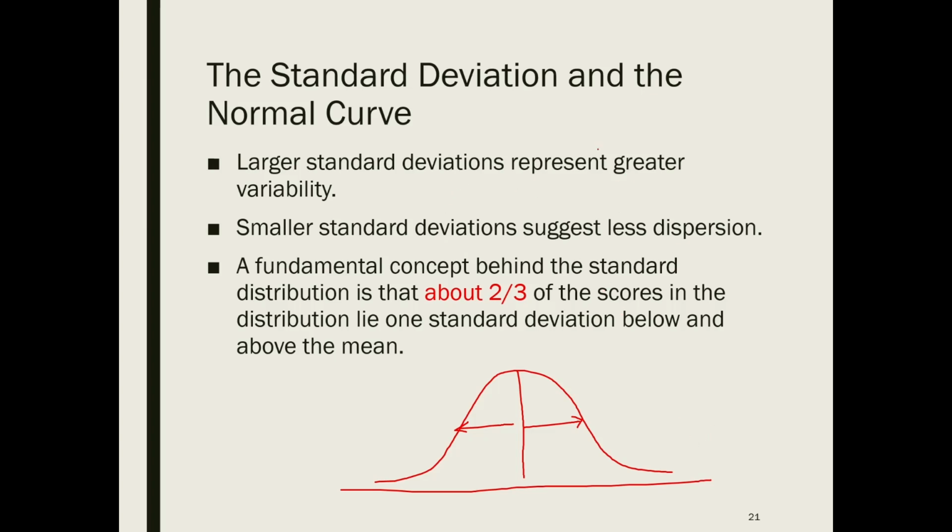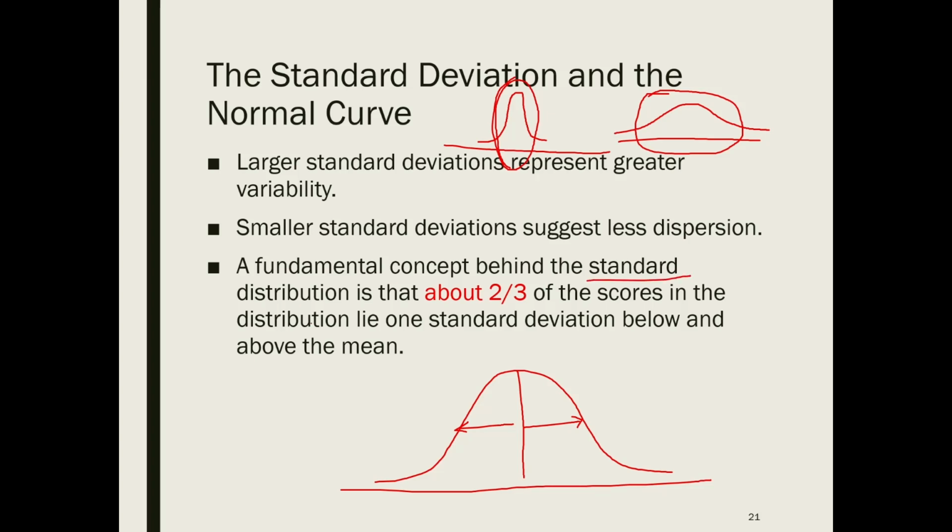So if you put a picture, when you get a small standard deviation, you will get something like this. When you get a big standard deviation, it will look like this. So the smaller standard deviation suggests less dispersion, so the scores are concentrated around here, right? With the bigger standard deviation, they are spread out, so they are not really concentrated here. However, whether they are big or small, it's a normal curve.